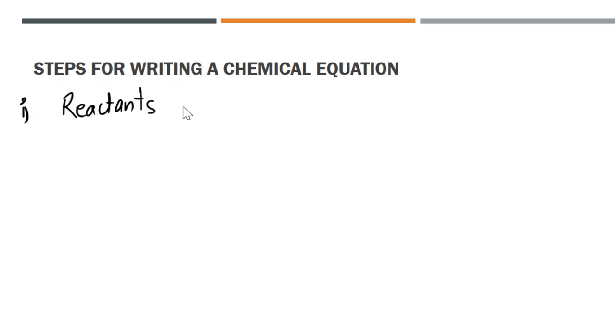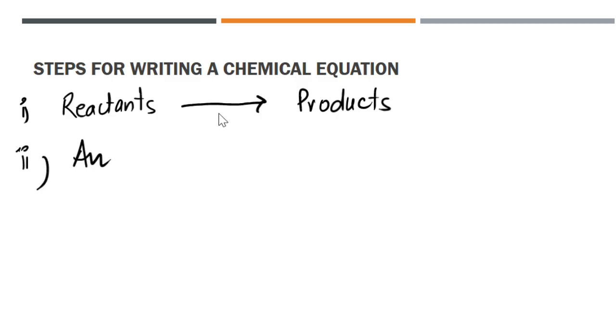And the symbols of the products or formulae of the products, they are written on the right hand side. Again, if there are more than one product which is there, so then you have to put a positive sign in between. Number two, there is an arrow sign between the reactants and the products.